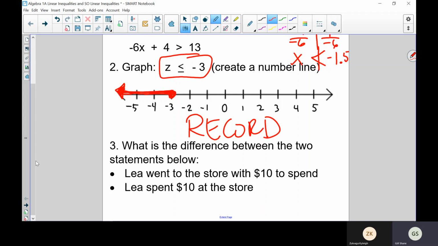What's the difference in the last two? What do you think?